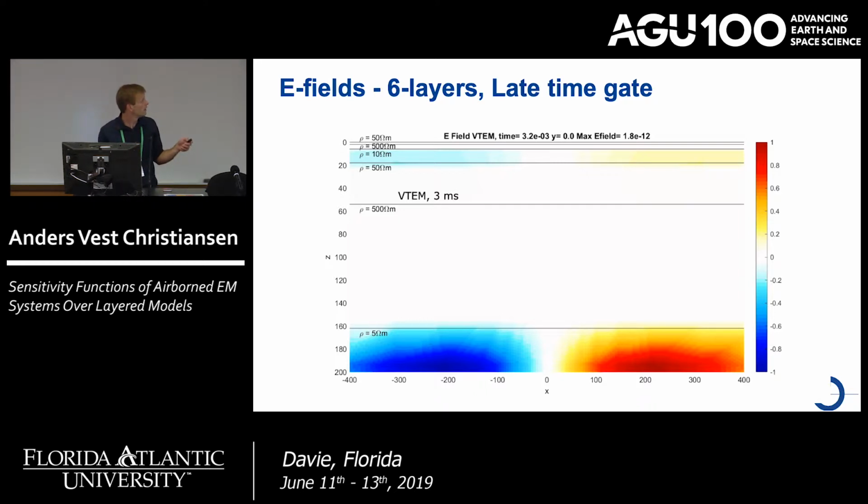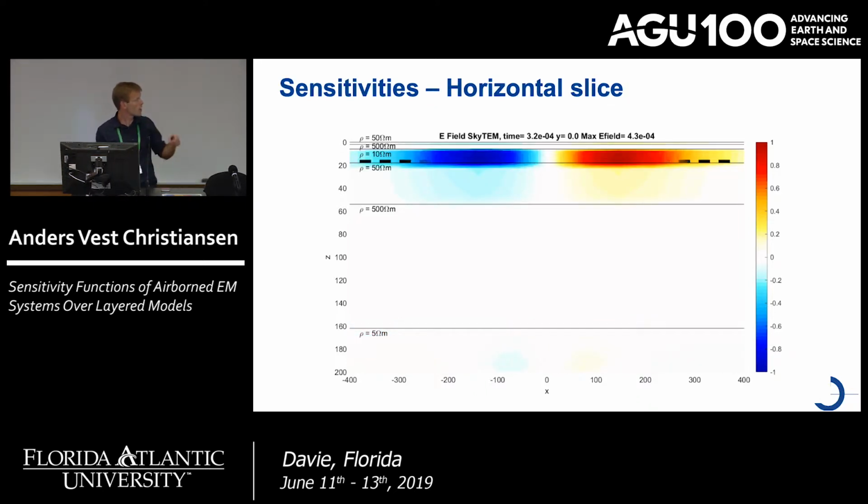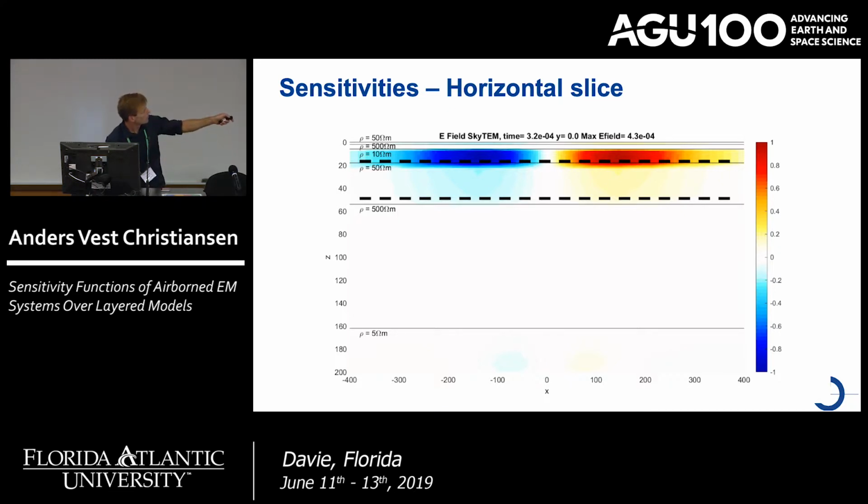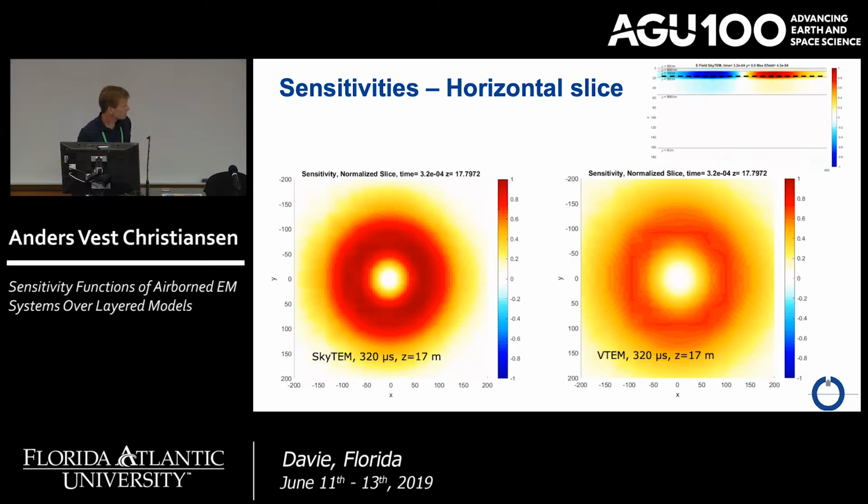Okay, so what I'm going to show you now is horizontal slices of the sensitivity through these domains. I'm going to show you a slice right through this low resistive layer just above the boundary, and then I'm going to show you a slice in the next layer, also towards the bottom of that layer. So that looks like this.